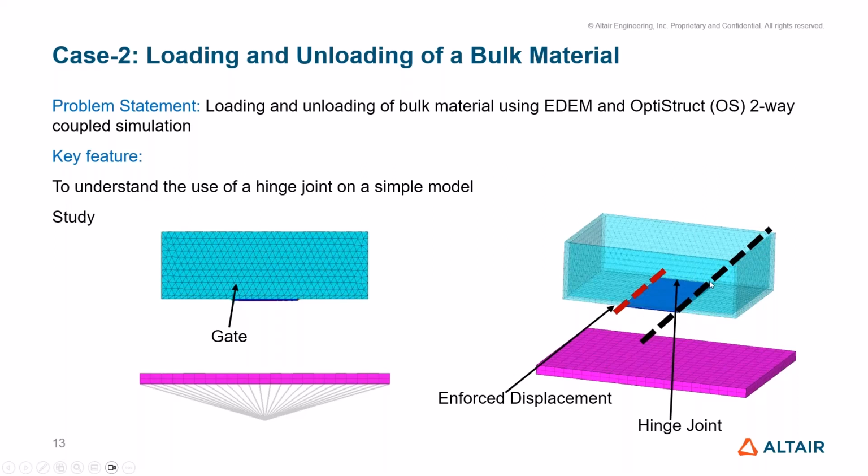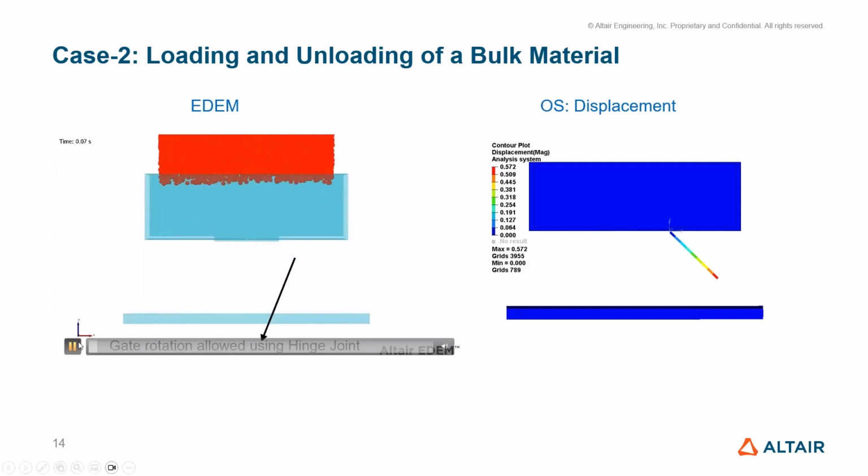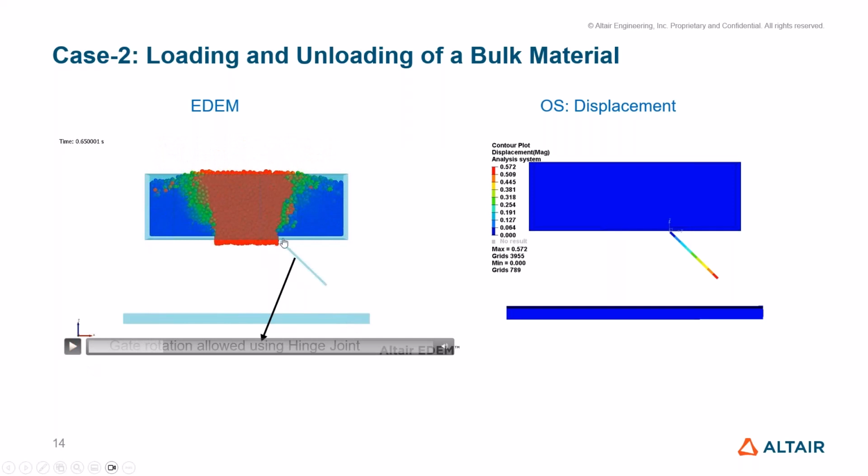And also a hinge joint is modeled between the blue part and the light cyan color part. So these two parts just rotate about the black line axis with the help of the hinge joint. Now we will see how the EDEM and OptiStruct two-way coupling helps to unload the material. In this step we are loading the material, and in a quick action you see we rotate the gate in a very short time, because this is what will happen in a realistic case, and the rest is how the material falls down.